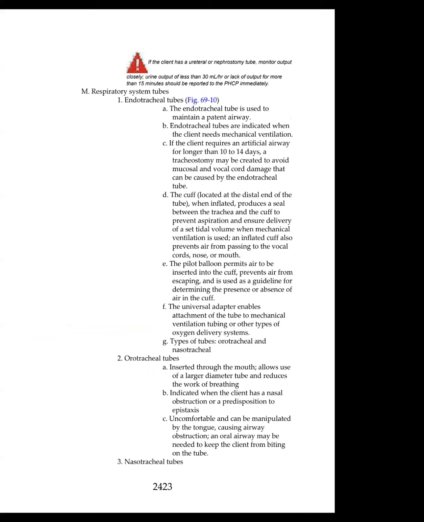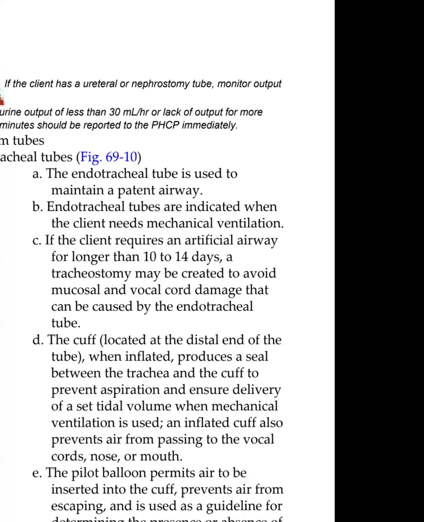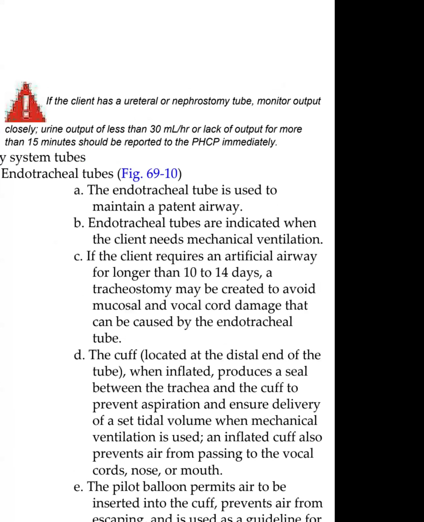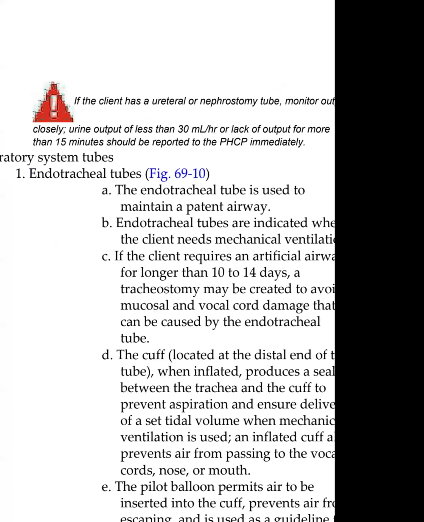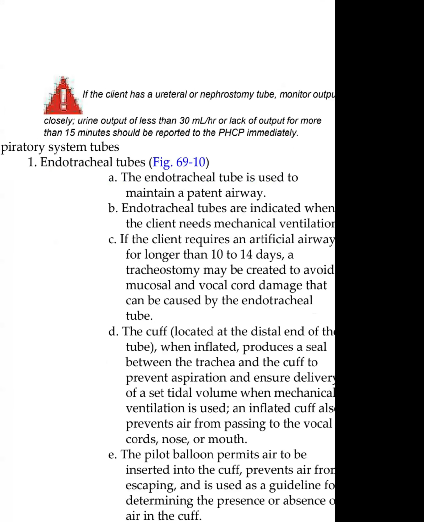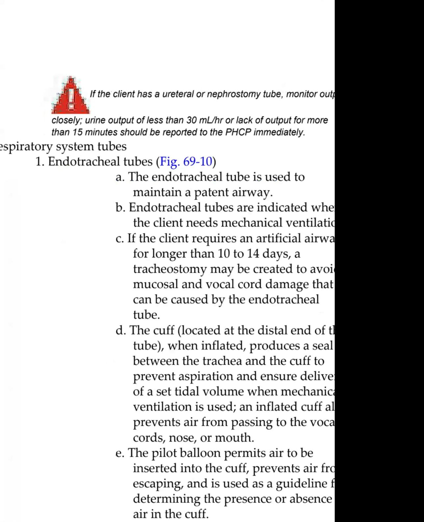If the client has a ureteral or nephrostomy tube, monitor output closely. Urine output of less than 30 ml per hour or lack of output for more than 15 minutes should be reported to the primary healthcare provider immediately. So many times I have repeated that it is a very critical condition if it is less than 30 ml per hour urine output હોય તો. ICU માં આપણે અવરલી નોટ કરતા હોઈએ છીએ.